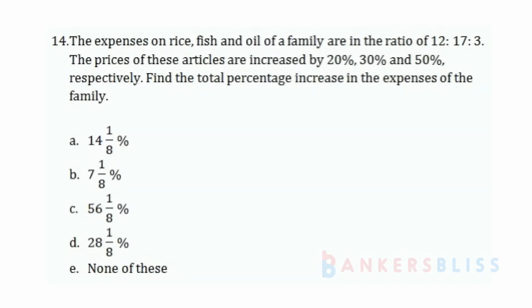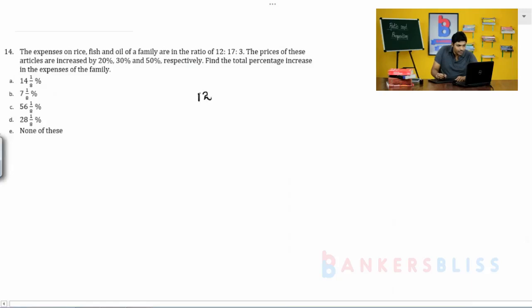Problem number 14. The expenses on rice, fish and oil of a family are in the ratio of 12:17:3. The prices of these articles are increased by 20%, 30% and 50%. Find the total percentage increase in the expenses of the family. See here, these type of questions, don't panic. You take any number which is in the ratio of 12:17:3. So, I am taking the numbers 120, 170 and 30.